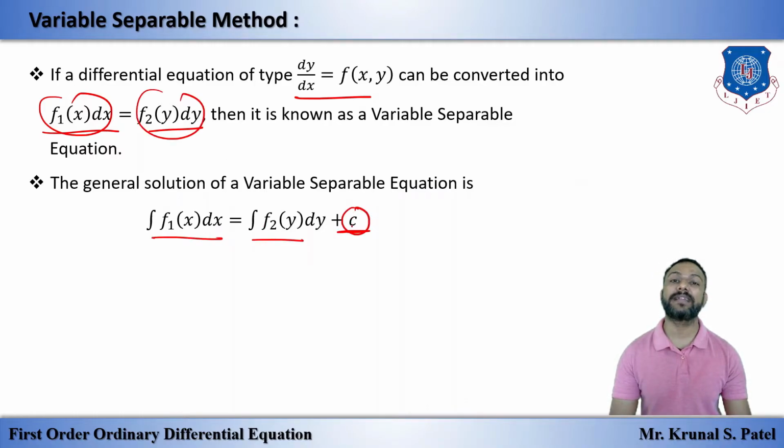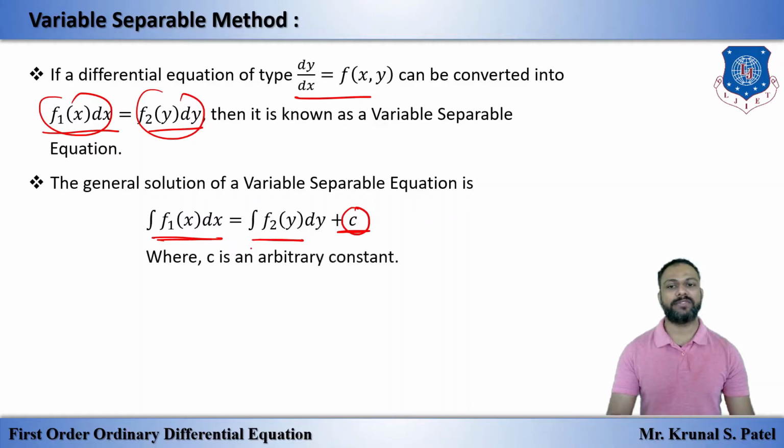This is our integral constant, the common integral constant of these two. By integrating these two, we have the final answer, and c is our arbitrary constant.